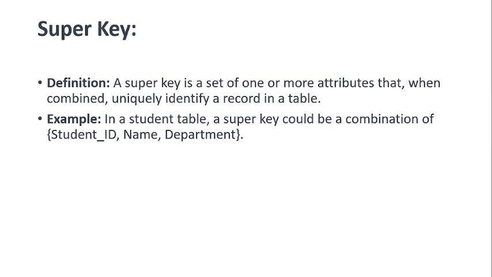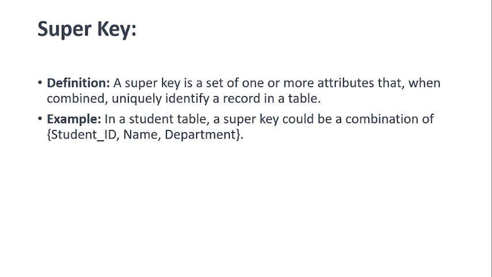So super key means it is a set of one or more attributes, so when combined uniquely identifies the record in a table. So with the help of more than one key or the combination of keys which will uniquely identify a record inside a table.